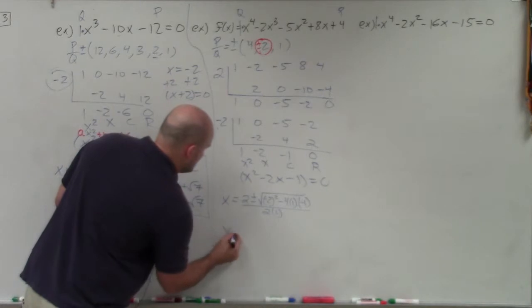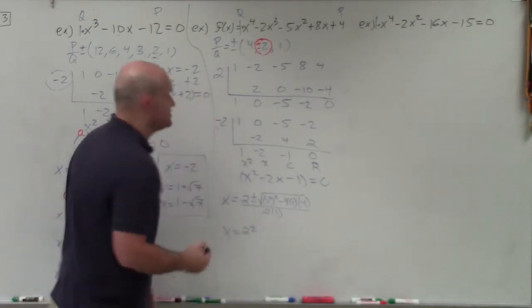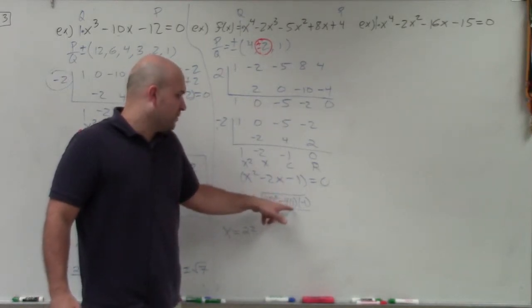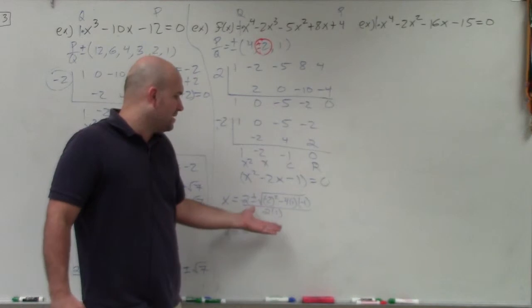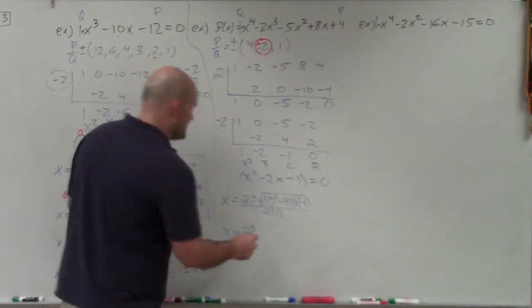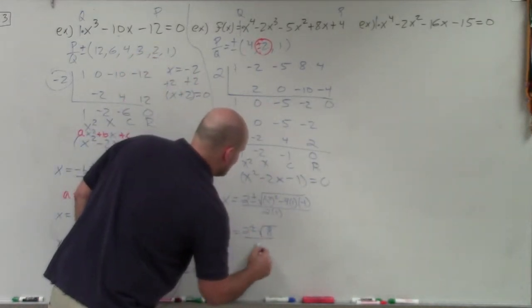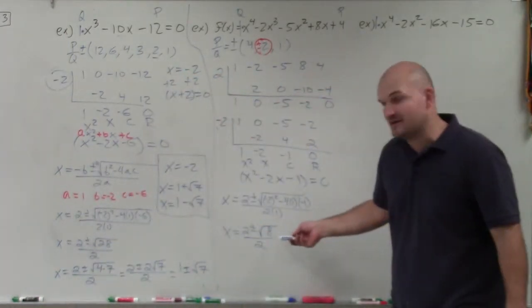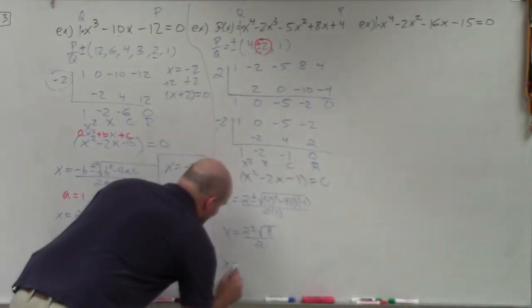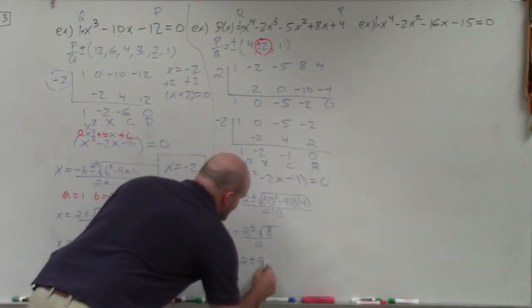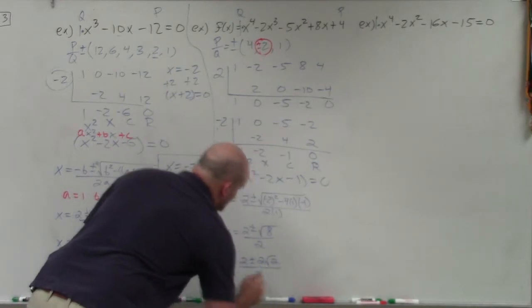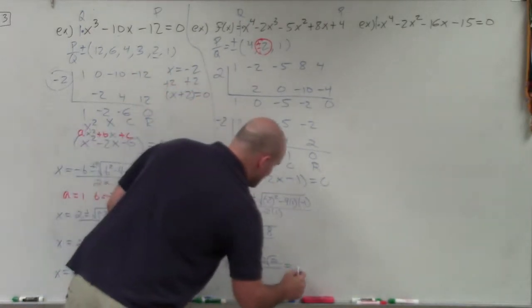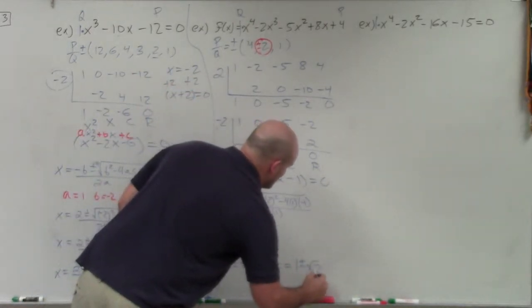OK. So I have 2 plus or minus. Now let's simplify this. Negative 2 squared is positive 4. Negative 4 times 1 times negative 1 is going to be a positive 4. So I have 4 plus 4 is 8. So the square root of 8, then divided by 2. Just like I simplified the square root of 28, I'm going to simplify the square root of 8. When doing that, x equals 2 plus or minus 2 square root of 2, divided by 2. Then I can divide the 2 into both of those, and I'm left with 1 plus or minus the square root of 2.